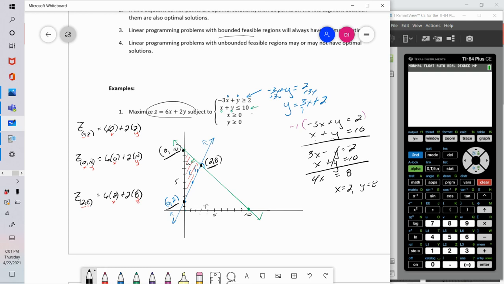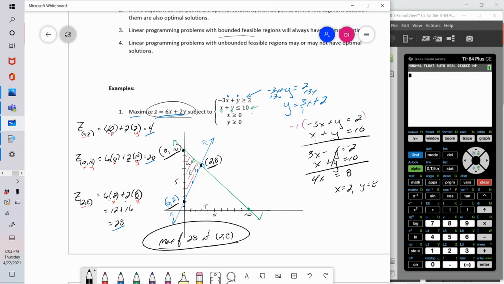And now we're going to evaluate those. 6 times 0 is 0, plus 2 times 2 equals 4. 6 times 0 is 0, 2 times 10 is 20. 6 times 2 is 12, 2 times 8 is 16, and that is 28. Now we're going to look at the 4, the 20, and the 28. Which of those is the maximum? Because we want to maximize this objective equation. Okay, so we get a maximum of 28 at the point 2, 8.